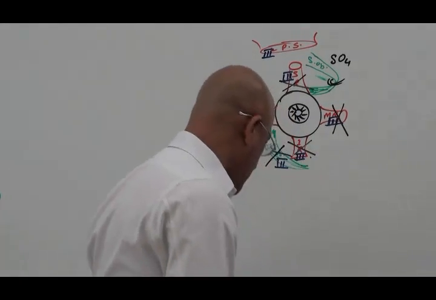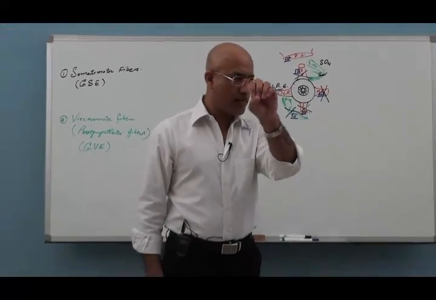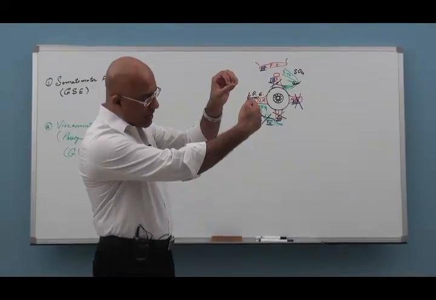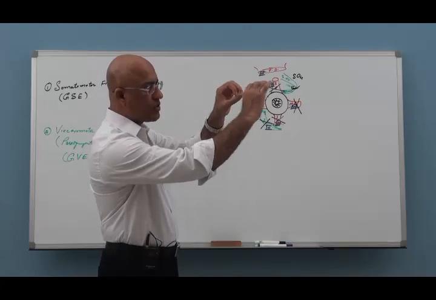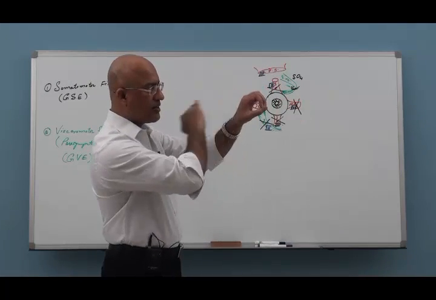Let's suppose this is my eyeball. Inferior oblique comes from here and attaches on the back. This is the front of the eyeball. Here is the front. This is the back.